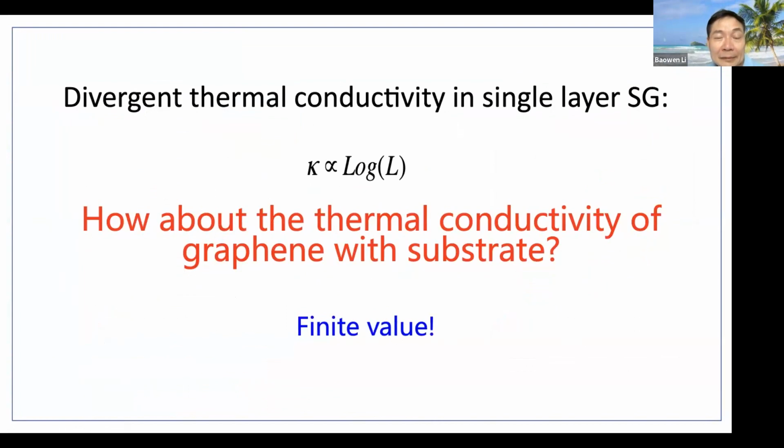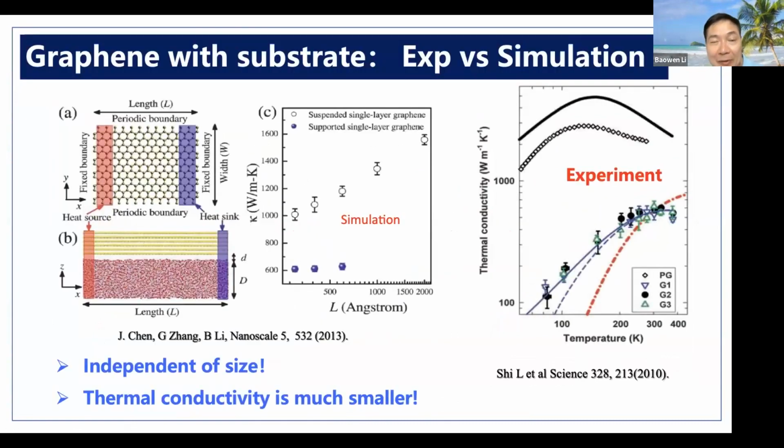So this is suspended single layer graphene. If we put graphene on a substrate, like a silicon oxide substrate, then the thermal conductivity is a finite value. Numerically, for the single layer suspended one, it diverges from 1,000 to almost 2,000 if you change L from 500 nanometers to 2 micrometers and so on. But on a substrate, because of the interaction with the substrate, the thermal conductivity is finite.